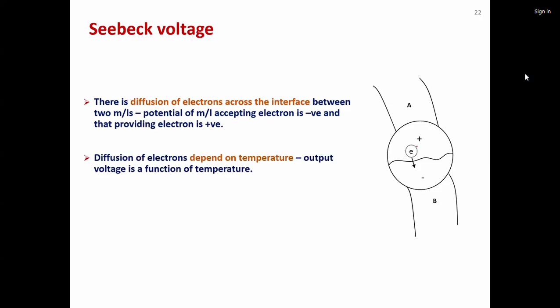And this diffusion of electrons depends on the temperature. Since the diffusion of electrons is a function of temperature, as the temperature difference increases, there will be more and more diffusion of electrons across this interface, and hence your output voltage is going to increase. That is the reason thermoelectric materials respond to a higher temperature difference across the junctions with a higher EMF, because there is stronger, more enhanced diffusion of electrons across this interface.